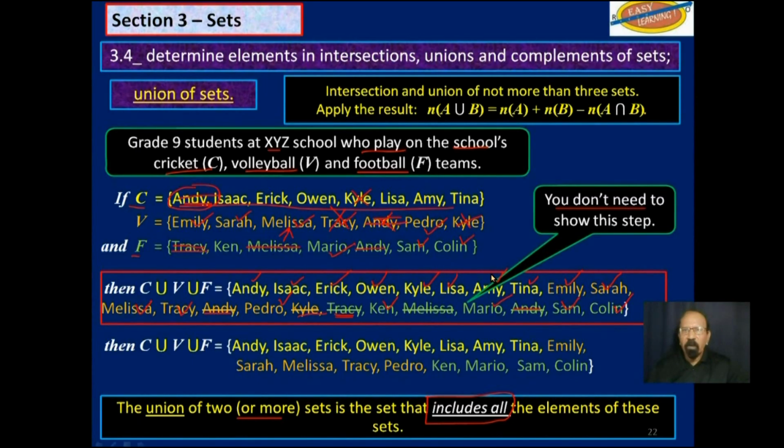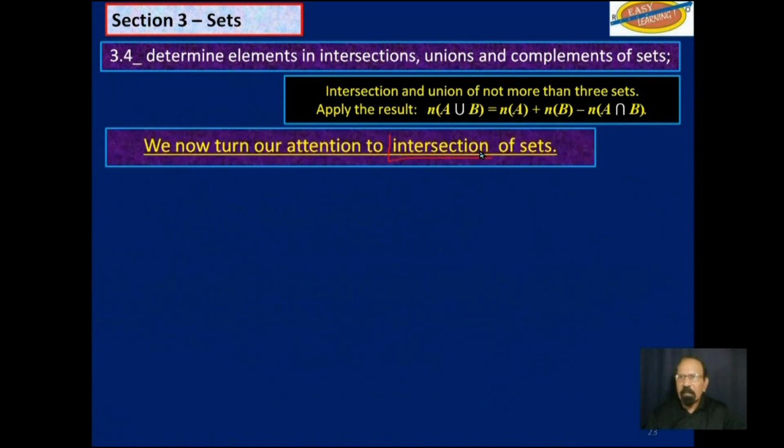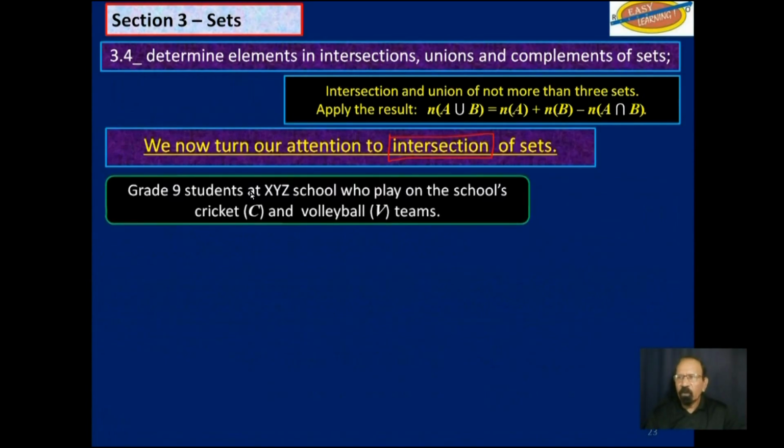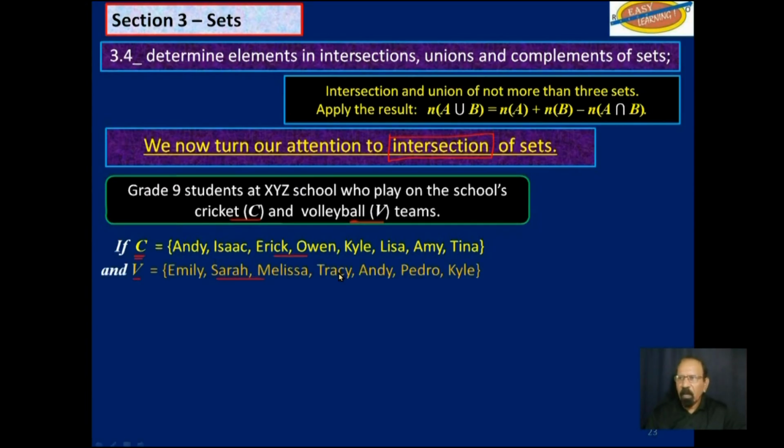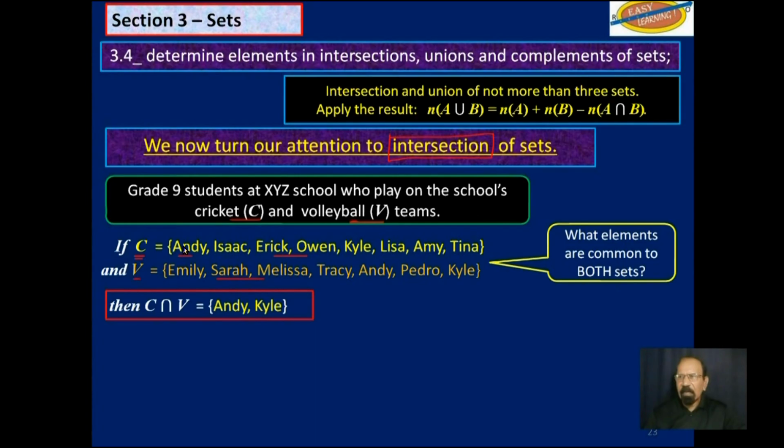Now, you do not need to show this step here. So that should suffice for union of sets. We now turn our attention to intersection of sets. Let us just take two of those subsets we just looked at, cricket and volleyball. So these are the cricketers, and these are the students who play volleyball. What elements are common to both sets? Well, you could see Andy is there and here. You could see Kyle here and here, but that is it. So now this symbol here means intersection. It means what is common to both. So C intersection V will be the subset Andy and Kyle.